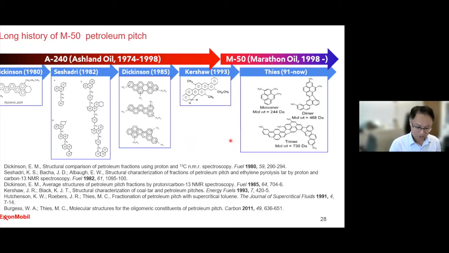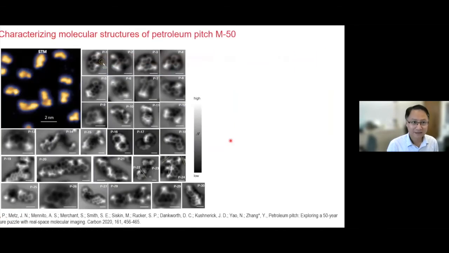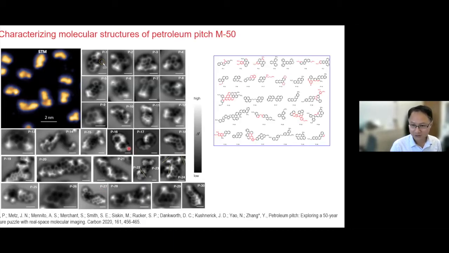Next slide. This is the M50 pitch. This is the same material, and we characterized it. We recently built this technique in collaboration with Princeton. I'm the contact person from ExxonMobil steering this multi-million dollar project with help from IBM. And recently, this is the work imaging the M50 structure. You can see a lot of structures have been imaged, and these are their structures.